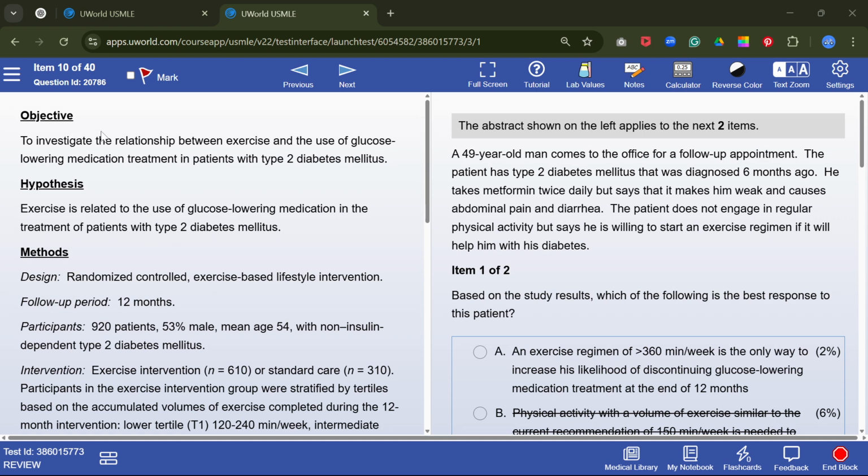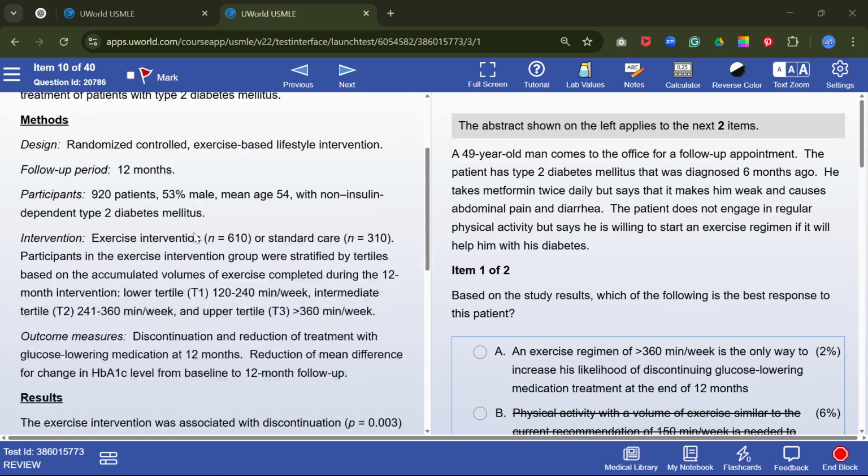Objective: to investigate the relationship between exercise and the use of glucose-lowering medication in patients with type 2 diabetes mellitus. Hypothesis: exercise is related to the use of glucose-lowering medication in the treatment of patients with type 2 diabetes mellitus. Methods: randomized controlled, exercise-based lifestyle intervention. Follow-up period is 12 months.